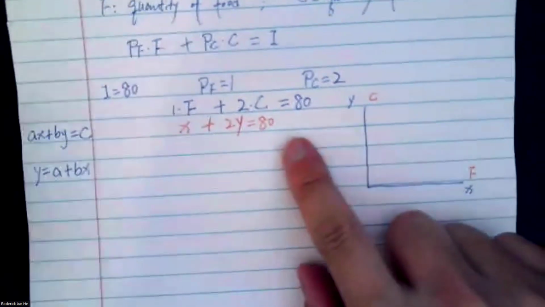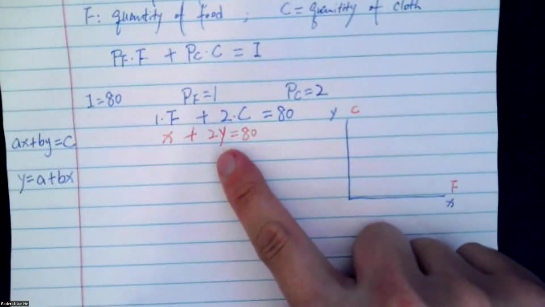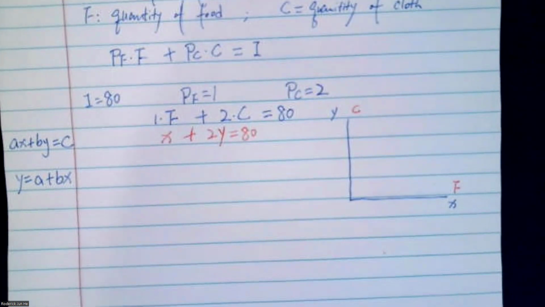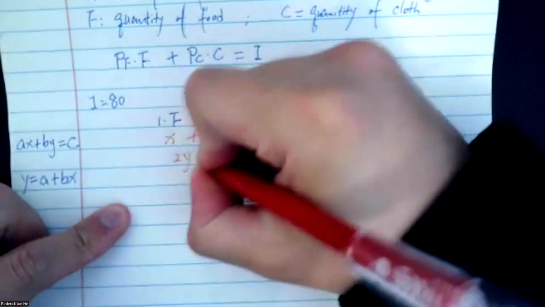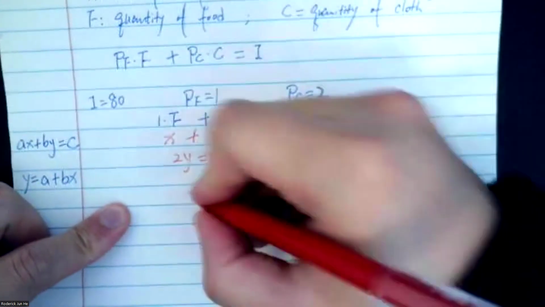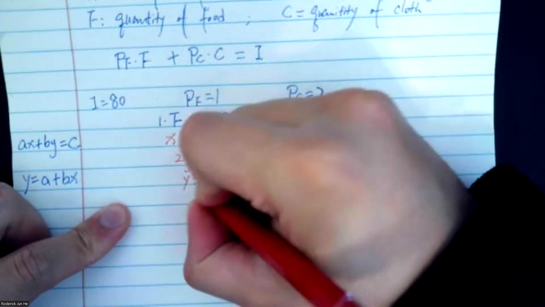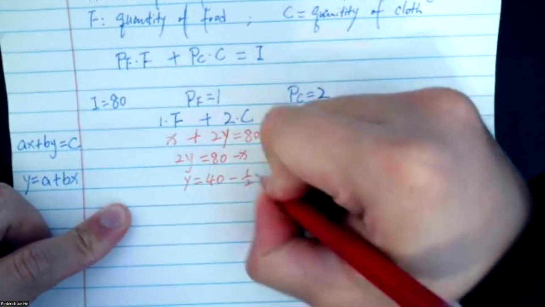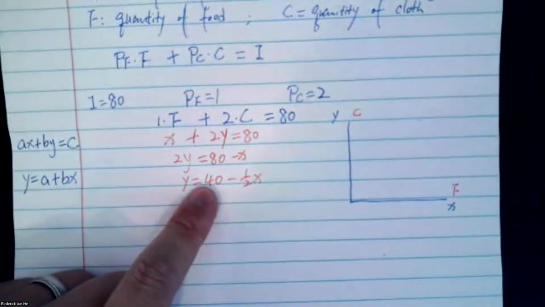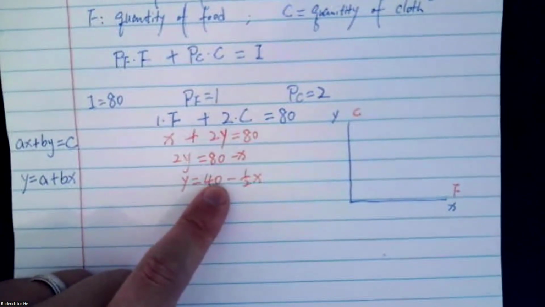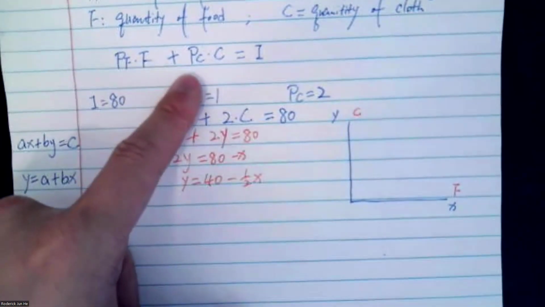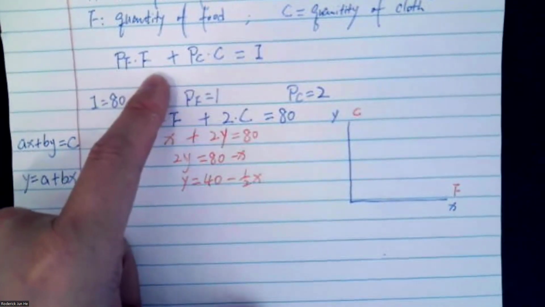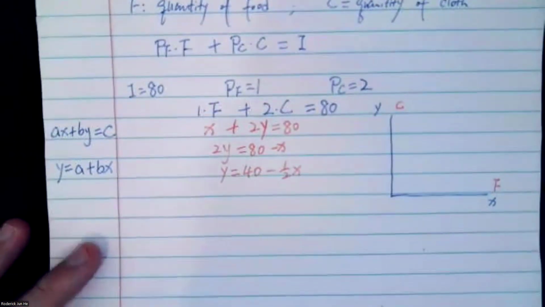To get that, we need to leave Y alone on the left-hand side. So we move X to the other side and change the sign. We have 2Y equals 80 minus X. Then we divide both sides of the equation by 2. We have Y equals 40 minus a half of X. This is the equation, the function form, coming from this budget constraint. We know this is a line, that's why we call it a budget constraint, also a budget line.